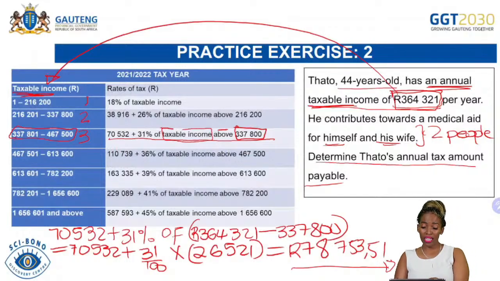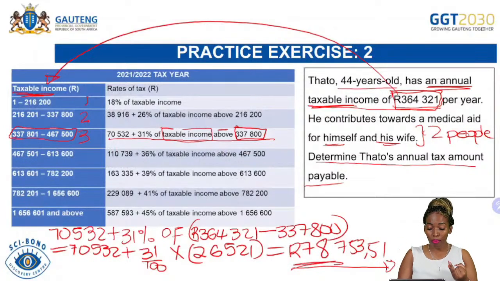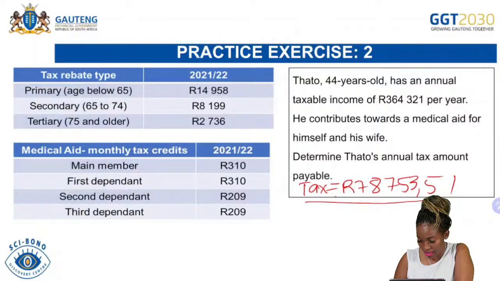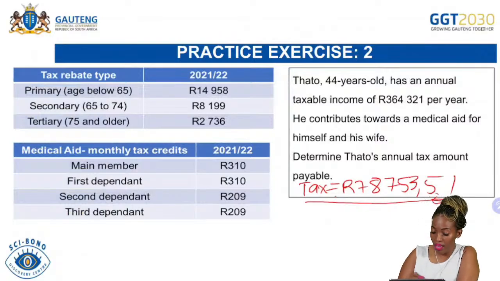But remember, when you calculate tax, you must always give the discount. The number 1, it is the rebates. So we haven't subtracted any rebates. And then secondly, since he's a member of a medical aid, it means we must also calculate his medical aid credits, how much discount he must get for being a member of a medical aid. And then once we've got those two, then we can subtract them from the original tax amount that is payable. So now this is the tax that he must pay. But now let's look at the medical aid.